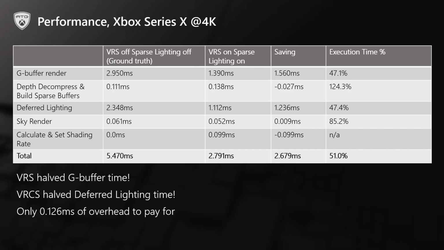So the figures on Xbox Series X running at 4K resolution. On the left-hand column, we have VRS turned off and Sparse Lighting turned off. So this is the absolute ground truth. We're running a pixel shader thread per pixel to populate the GBuffer, and a compute shader thread per pixel to light those GBuffers. And we end up with a total time of 5.4 milliseconds, nearly 5.5.